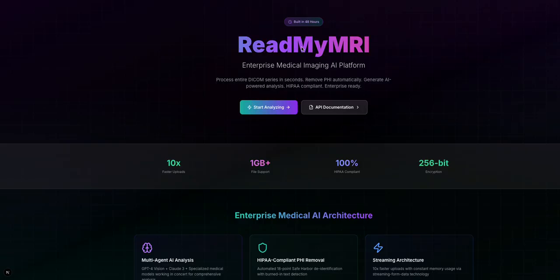To say the least. But anyhow, this is Read My MRI, and very exciting opportunity with it.